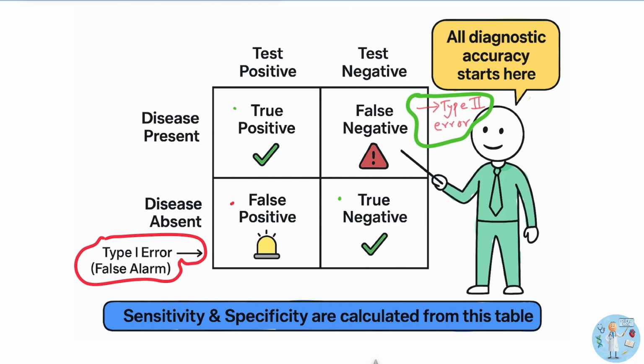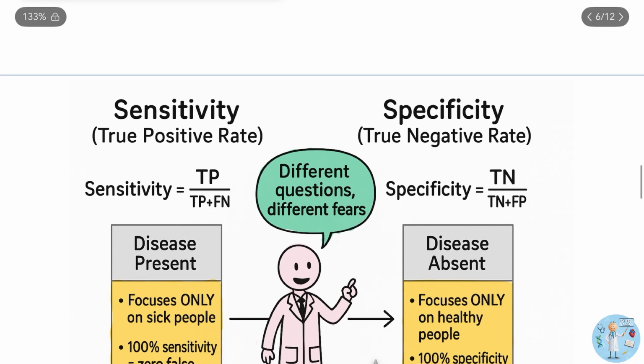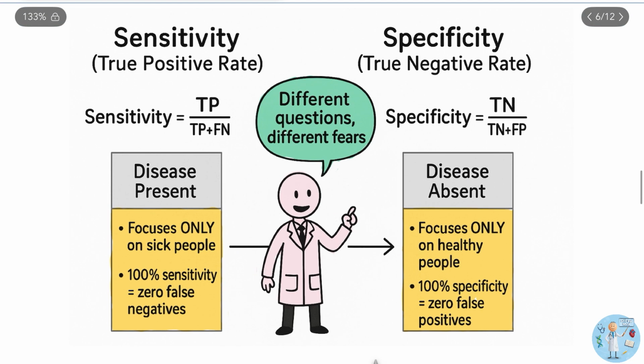Sensitivity. We said it's the net, obsessed with catching sick people. And its definition shows that. Sensitivity is only concerned with one part of that 2x2 table, the column of people who actually have the disease. So it asks a very specific question. Of all the people who are truly sick, what percentage did our test correctly identify? That's the true positive rate. It's the true positives divided by everyone who is actually sick.